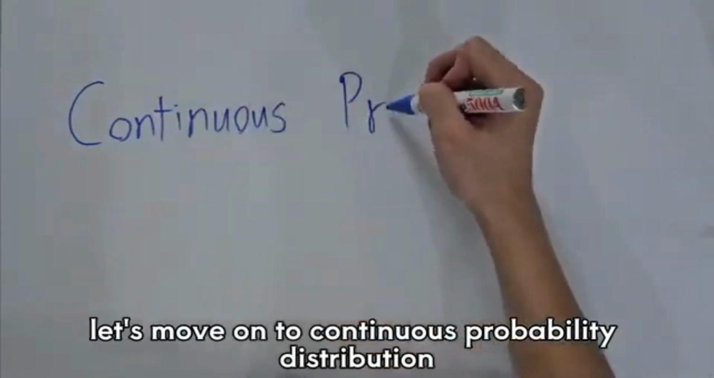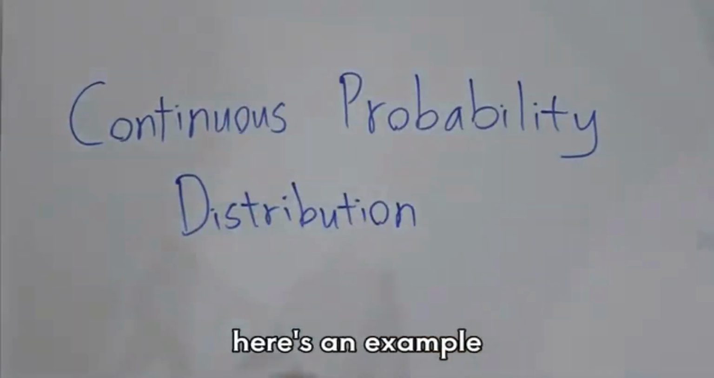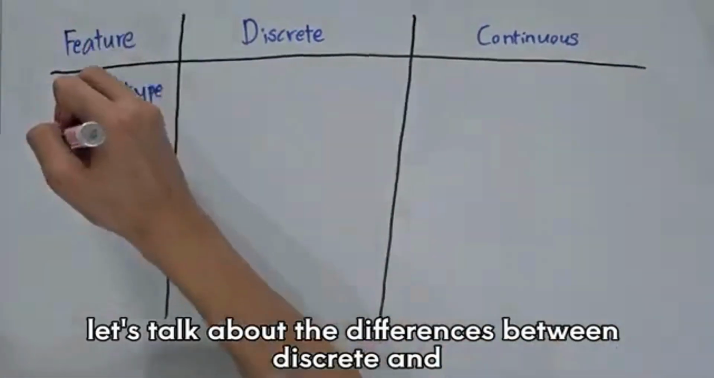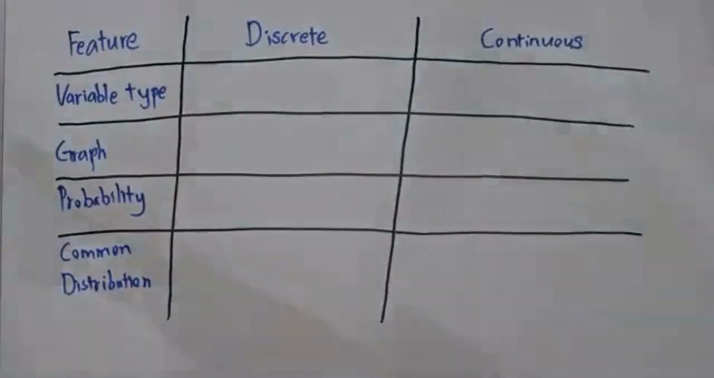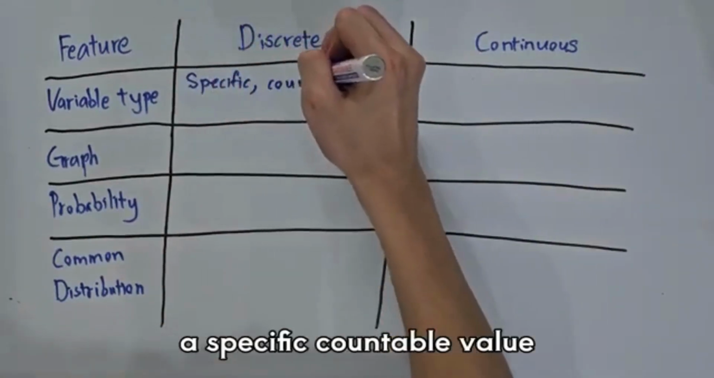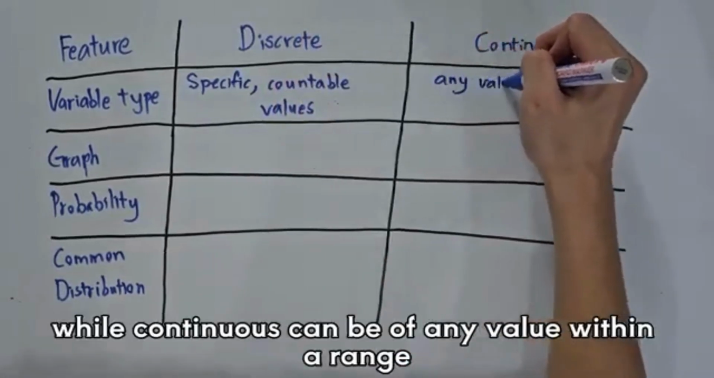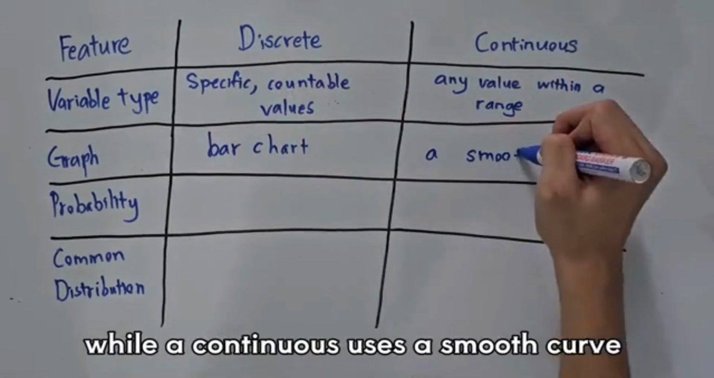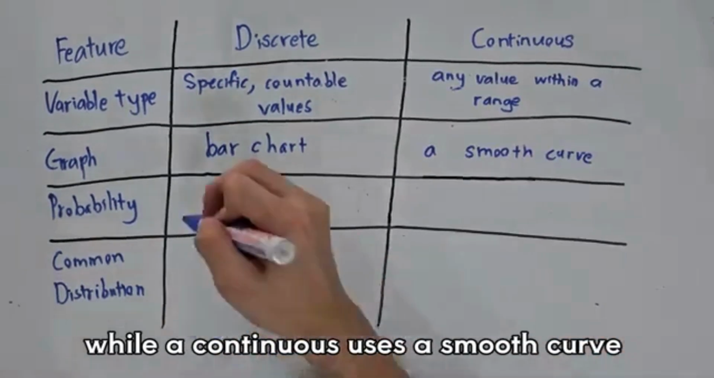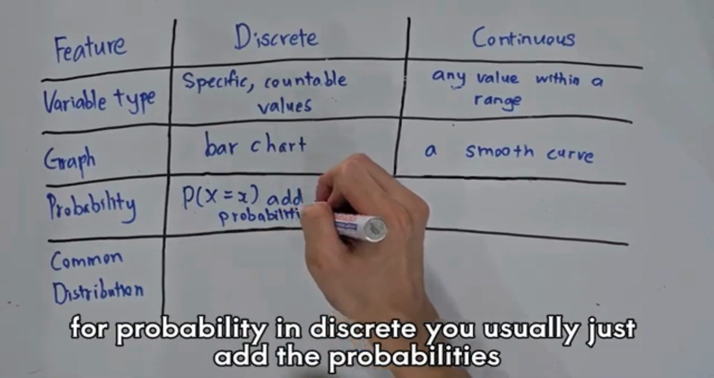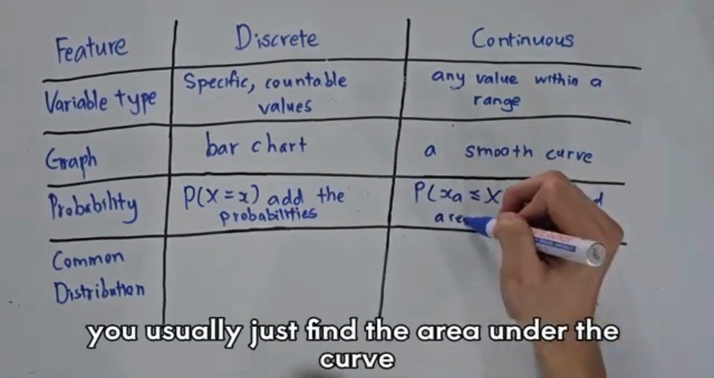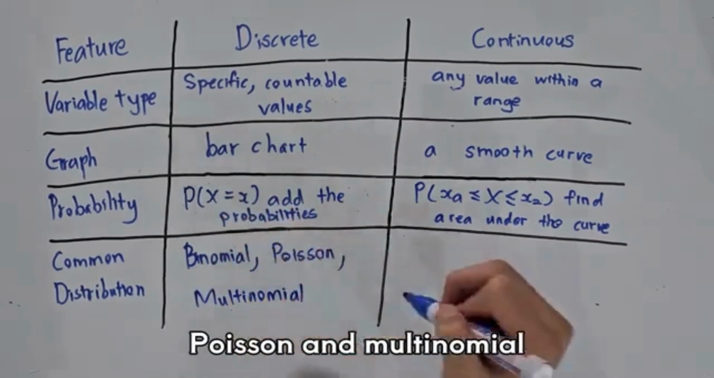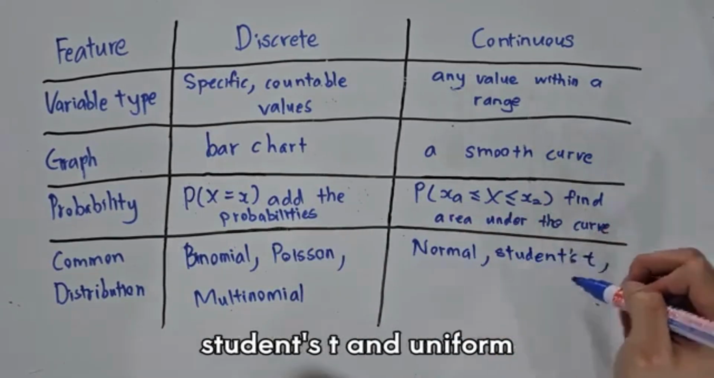Now let's move on to continuous probability distribution. Here's an example. Now let's talk about the differences between discrete and continuous probability. Discrete probability needs to have a specific countable value, while continuous can be of any value within a range. Discrete usually uses a bar chart to represent, while continuous uses a smooth curve. For probability in discrete, you usually just add the probabilities, while in continuous, you usually find the area under the curve. Discrete consists of common distributions like binomial, Poisson, and multinomial, while continuous consists of normal, student, and uniform.